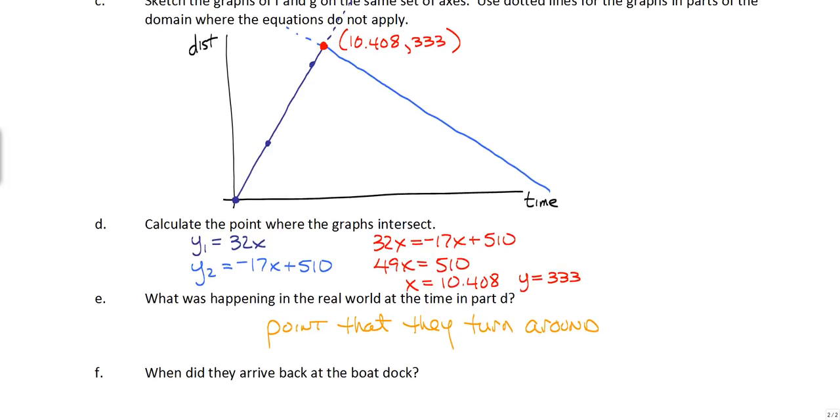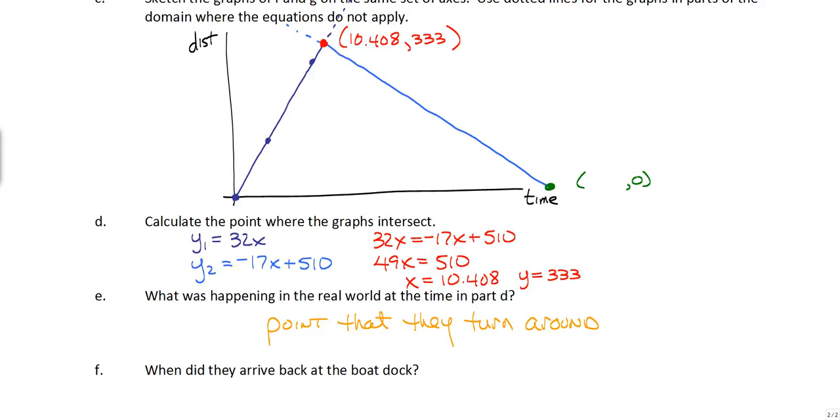So at what time do they arrive back at the boat dock? That would be when their distance is 0. So this is going to be our x-intercept, something, comma, 0. Again, go back and look at your graphing calculator and find where it intersects the x-axis, or just think about it in terms of distance.